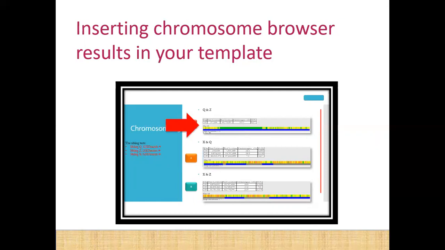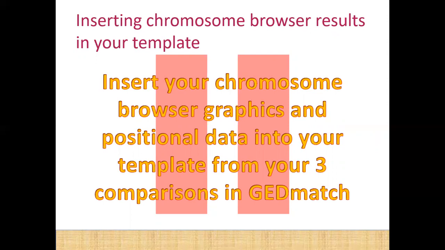I would recommend that you do the first listed comparison first and insert it for every chromosome, and then move on to the second comparison and insert the position and graphic data for that second comparison. Then, of course, move on to the third. Pause the video and insert your chromosome browser graphics and positional data into your template from your 3 comparisons in GEDmatch.